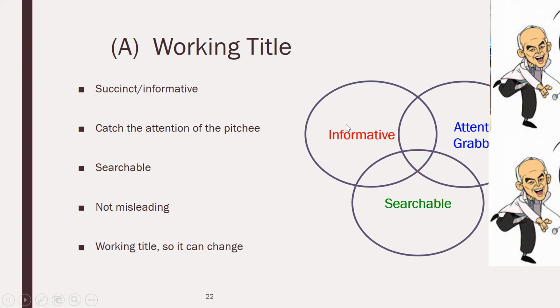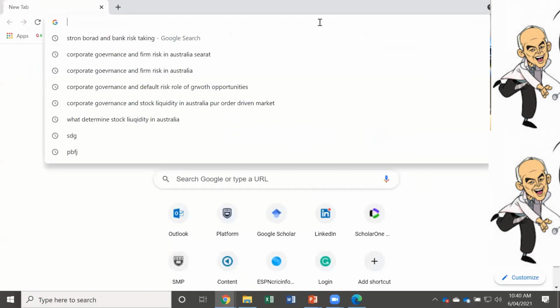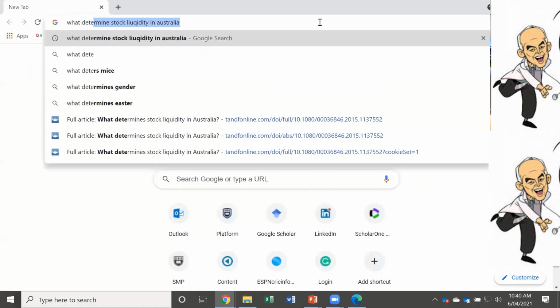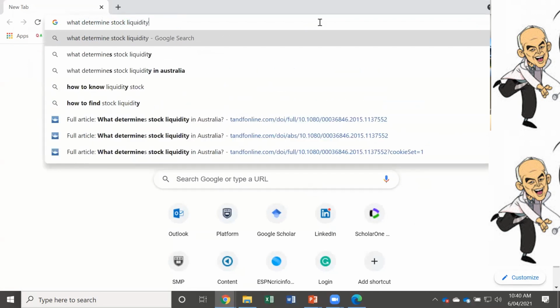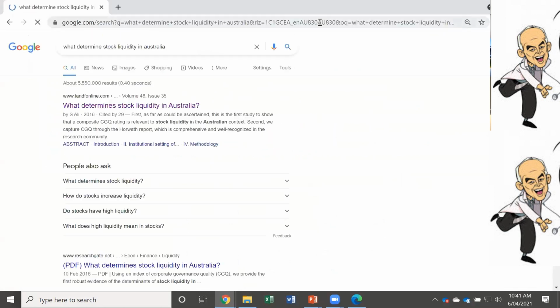If you can fit these three parts in your working title, that's the best working title we can have. So let me share with you one of the working titles of my paper. That is, what determines stock liquidity in Australia. That is a published paper, but think of it as a working title. So if I search for it, what determines stock liquidity in Australia?